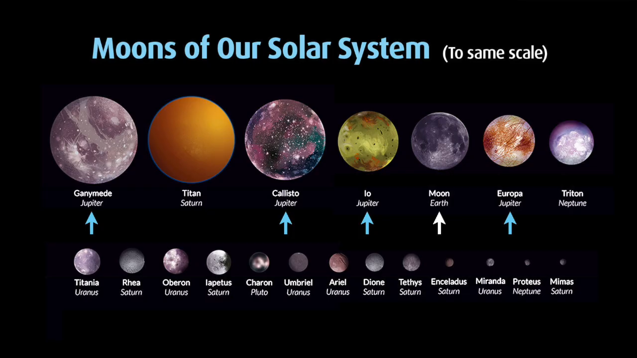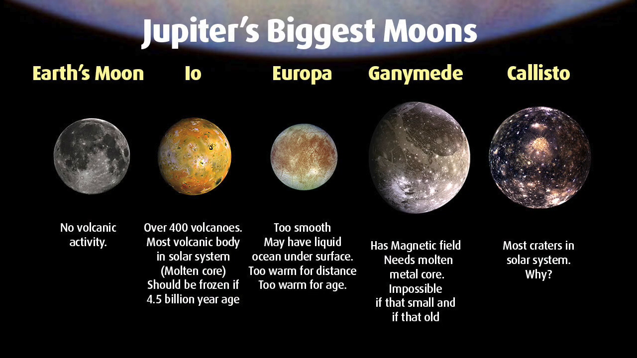Let's talk about moons. Here are the 20 largest moons in our solar system in order of size. Moons with the blue arrows all belong to Jupiter. The white arrow points to our moon for comparison. So Ganymede and Callisto are a little bigger than our moon. Io is about the same size, and Europa is a bit smaller than our moon. So they're all in that range. So here we have those 4 moons plus our moon for comparison.